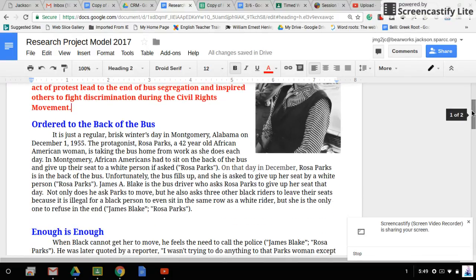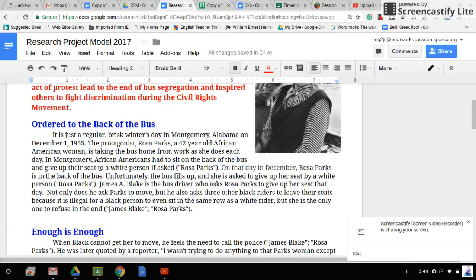So I've titled it "Ordered to the Back of the Bus." It is just a regular brisk winter's day in Montgomery, Alabama on December 1st, 1955. The protagonist, Rosa Parks, a 42-year-old African-American woman, is taking the bus home from work, as she does each day. In Montgomery, African Americans had to sit in the back of the bus and give up their seats to a white person if asked. On that day in December, Rosa Parks is in the back of the bus. Unfortunately, the bus fills up and she is asked to give up her seat by a white person. James A. Blake is the bus driver who asks Rosa Parks to give up her seat that day.